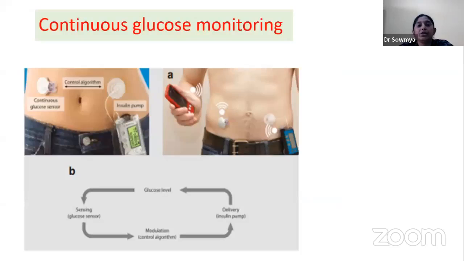So next, continuous glucose monitoring. Here the patient has an insulin pump. Accordingly, a continuous glucose sensor will be monitoring the glucose, and it will send an algorithm. According to that, the insulin pump will be infusing insulin. All these values will be entered into the mobile, and they can watch and see the values: what are the glucose values, how much insulin is going in. So continuously they can monitor. Accordingly, they can change the algorithm values also.